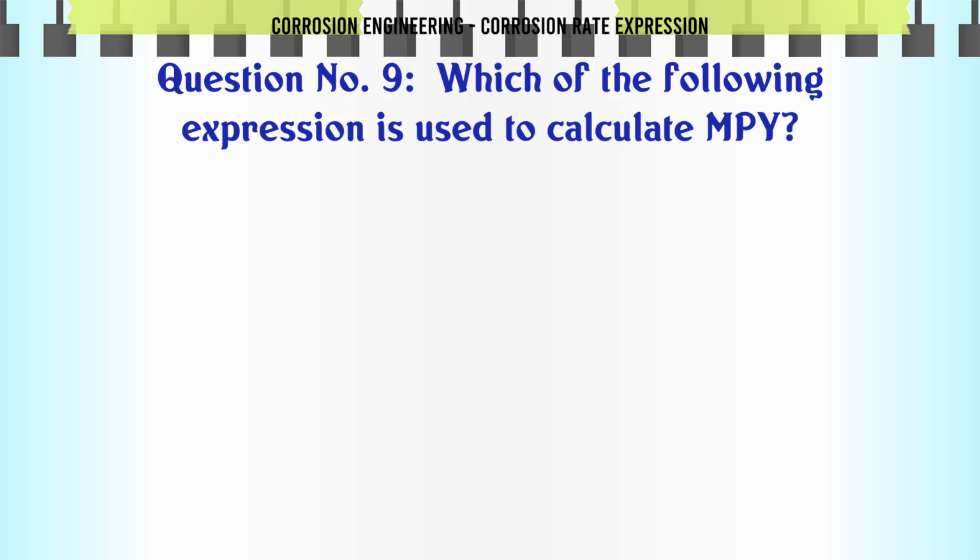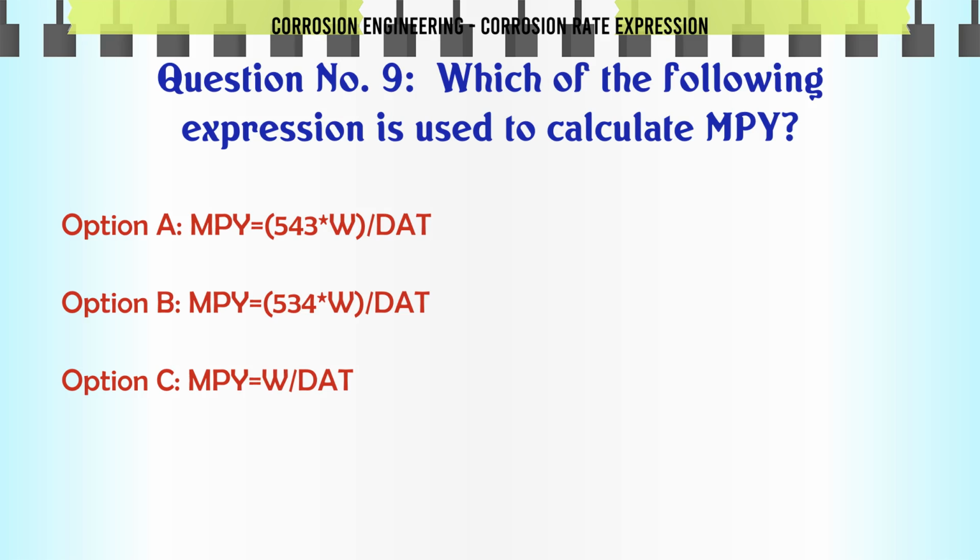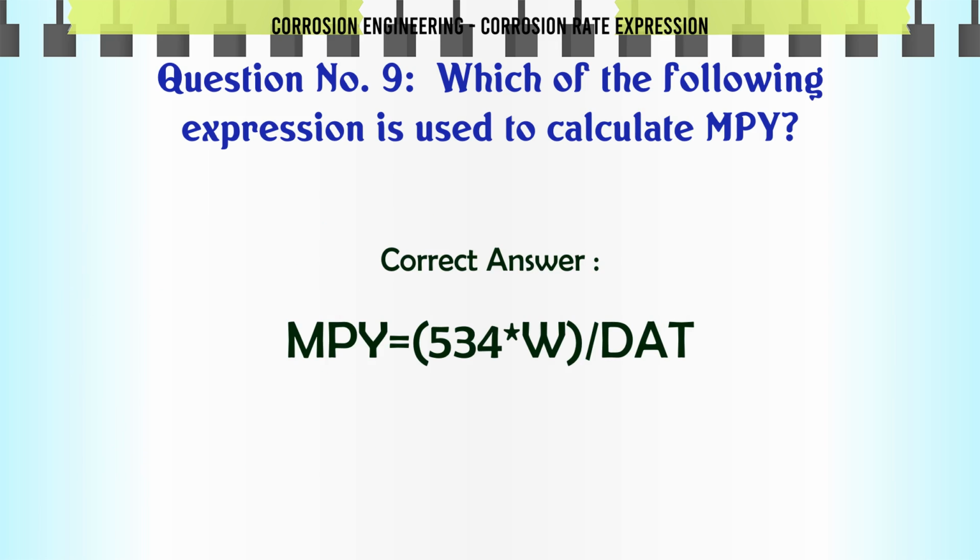Which of the following expressions is used to calculate MPY? A. MPY = 543 W/DAT, B. MPY = 534 W/DAT, C. MPY = W/DAT, D. MPY = DAT/534W. The correct answer is MPY = 534 W/DAT.